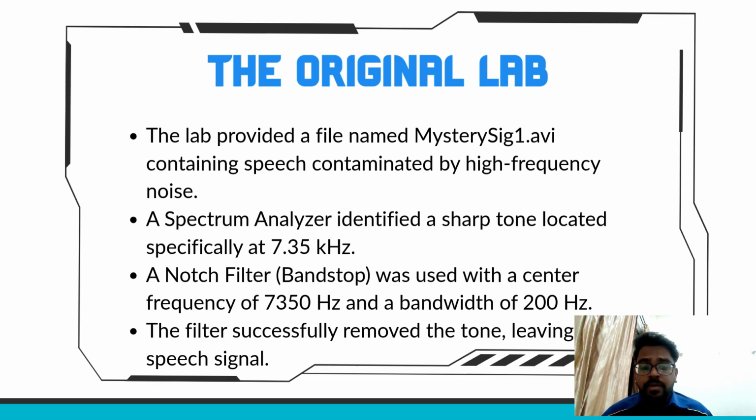In that scenario, we were provided with a file called Mystery Signal 1, which contained speech contaminated by an unwanted high frequency noise. By using a spectrum analyzer, we identified a very sharp interference located specifically at 7.35 kilohertz. To resolve this, we implemented a notch filter, also known as a band stop filter. We targeted a center frequency of 7350 Hz and a bandwidth of 200 Hz. This successfully removed the noise, leaving behind a clear, intelligible speech signal.